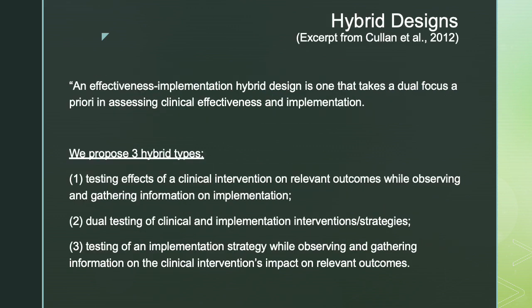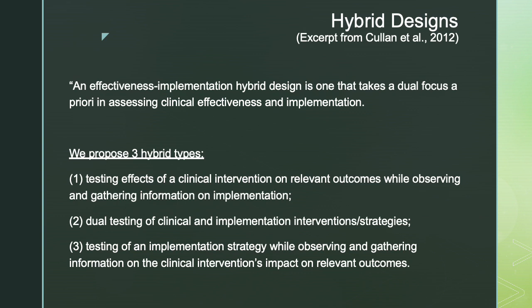Second area, which I think is fascinating, could be a class all on its own, are hybrid designs. So these are ways to set up your experiments in the real world, so that you can simultaneously take a look at impact, what your intervention is actually doing to your outcomes of interest, while also looking at how you implemented the study. So it is a mixed methods approach often that combines looking at intervention impact and implementation process.